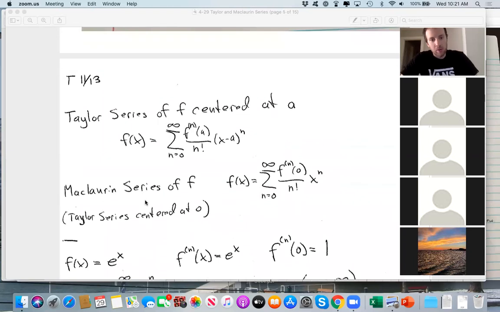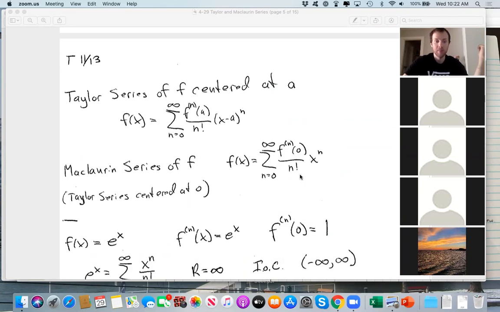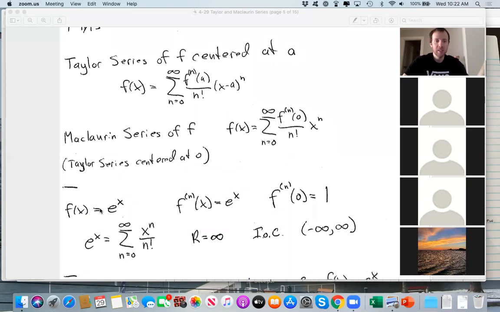So what's also important to point out is that if you change the center, things do change. You don't just put x minus a in instead of x. The coefficients do really change because you're evaluating them at the center, a, rather than the center 0 for the Maclaurin series. So e to the x, all of its derivatives are e to the x. Evaluated at 0, they're always 1. So the Maclaurin series for e to the x is x to the n over n factorial.